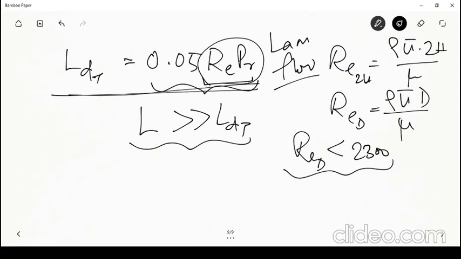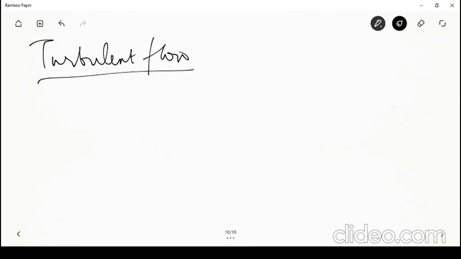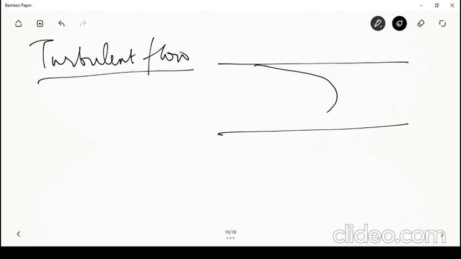So in laminar flow, when the Reynolds number is less than 2300, we take the flow to be laminar, and in such a case the development length can be estimated by using this. Okay, so now what happens when the flow becomes turbulent?